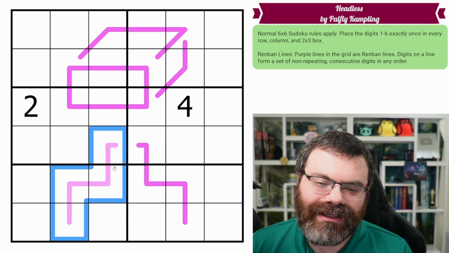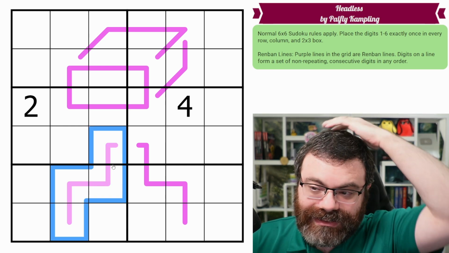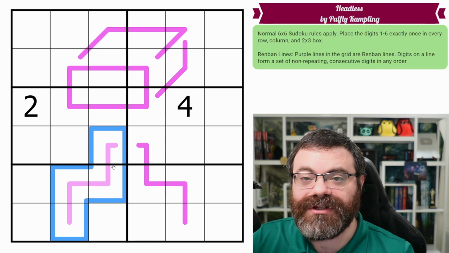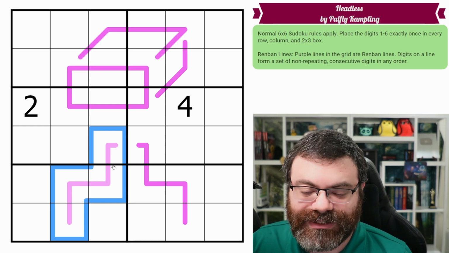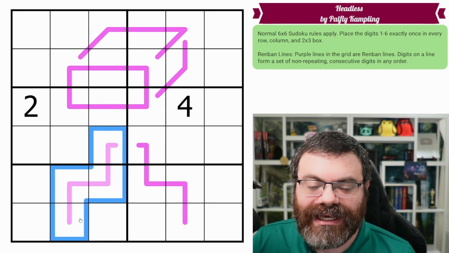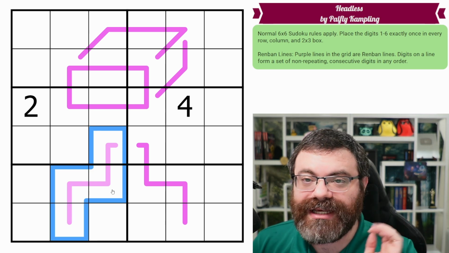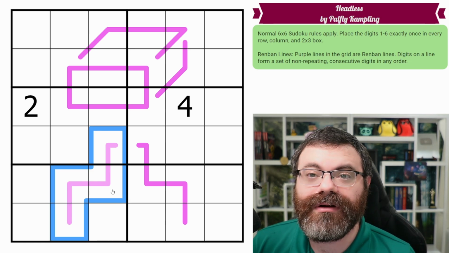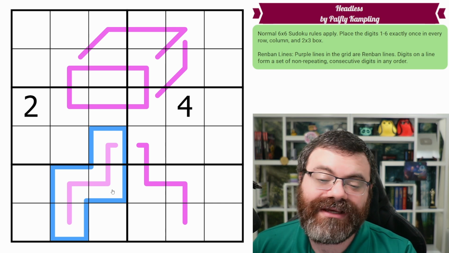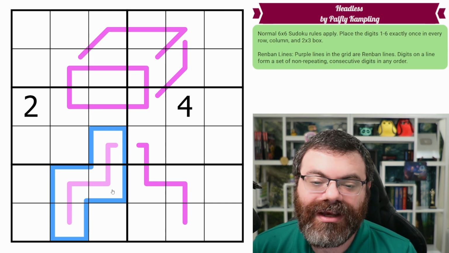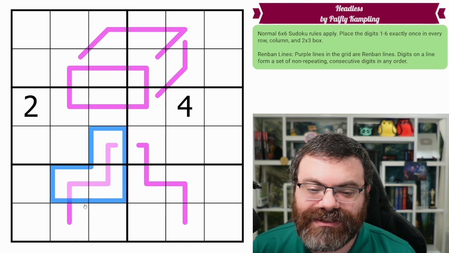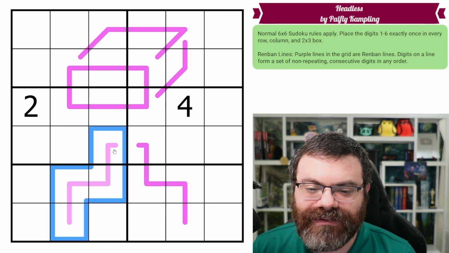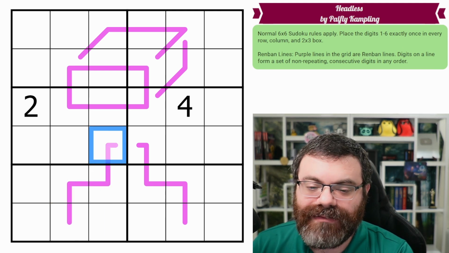That's the important bit. The cells on a Renband line, first of all, don't repeat. It's a non-repeating set of consecutive digits. So this line is 4 long. We need to think of 4 consecutive digits, maybe 1, 2, 3, 4, or 2, 3, 4, 5, or 3, 4, 5, 6. In fact, that's all of our options. Whatever digits we put on here need to be a non-repeating consecutive set, but any order is fine.